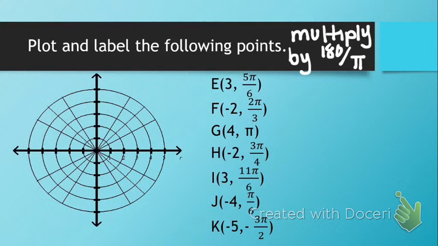So I'm counting by 6. So this would be 1 over 6, 2 over 6, 3 over 6, 4 over 6. So 5 pi over 6 would be right here. And now you need to go out to the third ring. So that would be 1, 2, 3. Go ahead and put a point right there. That would be point E.